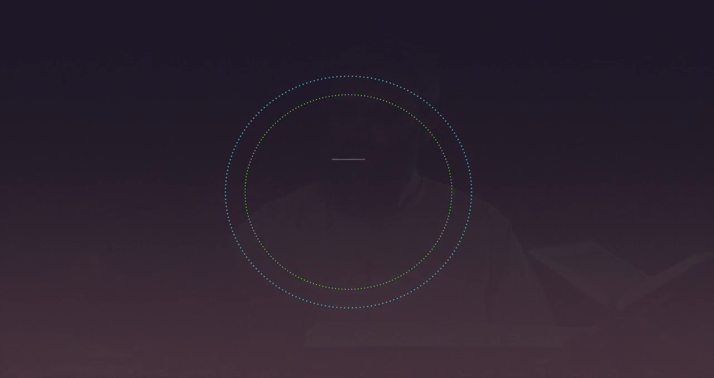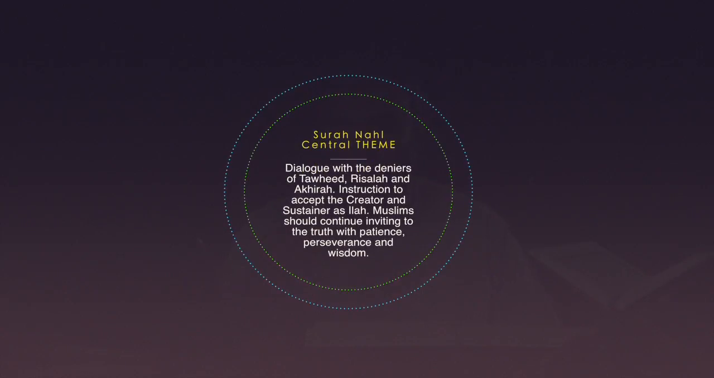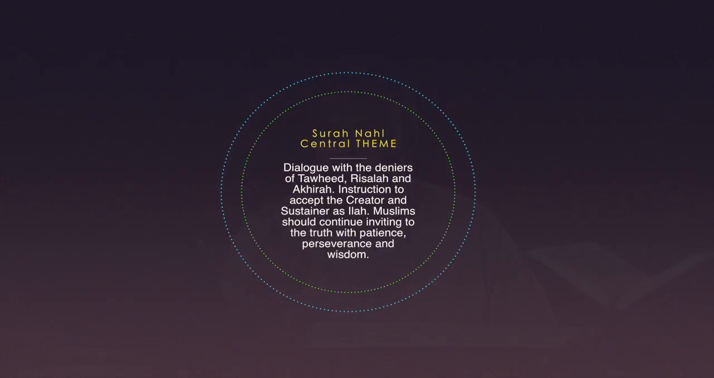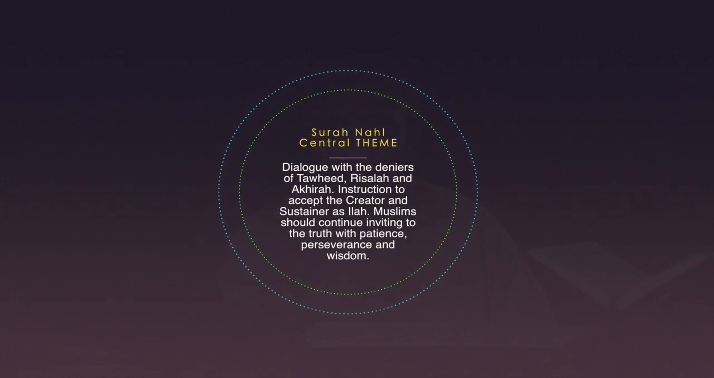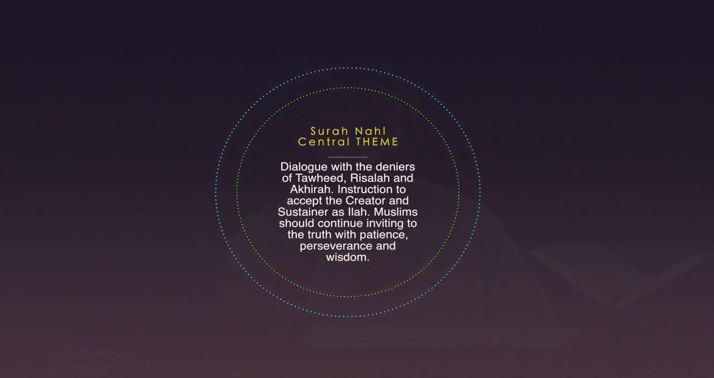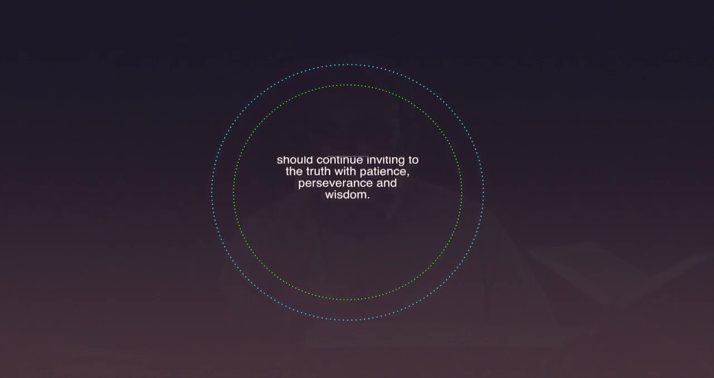Okay, let's take the central theme then. Dialogue with the deniers of Tawheed, Risala and Akhirah. Again, same thing. These three things are what? I mentioned them. You're reading there, I'm asking what are they? Risala, Akhirah and Tawheed, the three imaniyat. When you give da'wah, you must cover these three. Instruction to accept the Creator and Sustainer as Ilah.